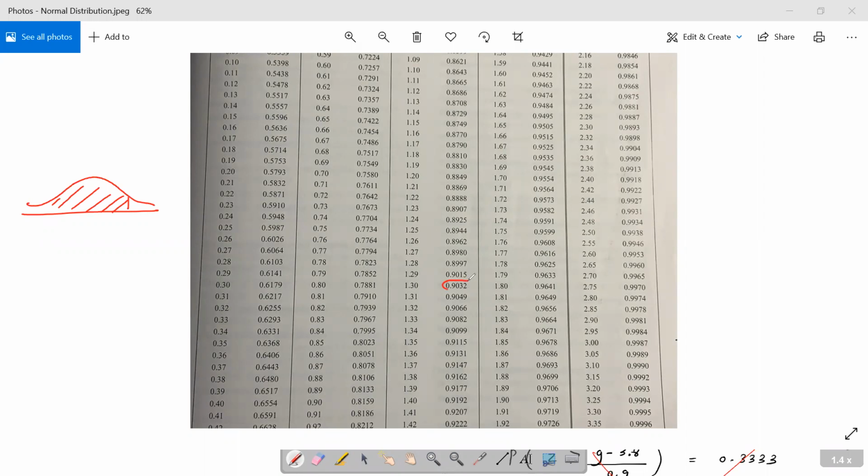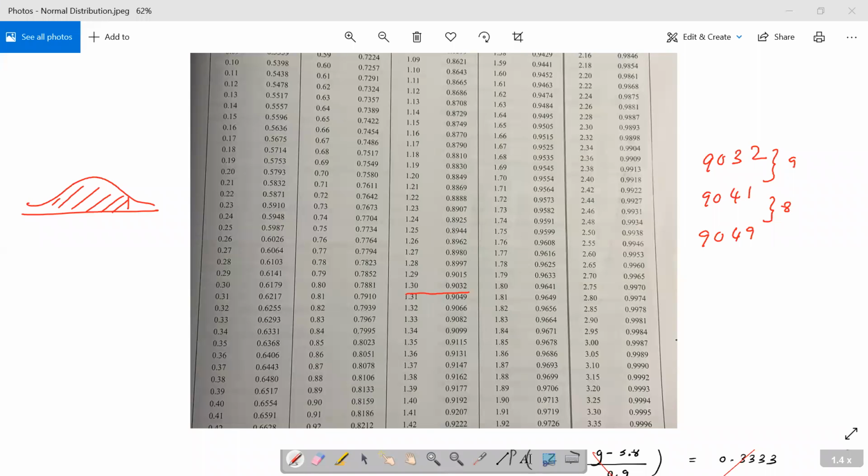9032 is there, 9049 is there. Who is the closest to 9041? 9041 is what you have. What's the closest out of 9032 and 9049? Difference is 8. Here the difference, 32 to 41, that's also 9, right? 9049 is closer, right? So we'll take 1.31 then.